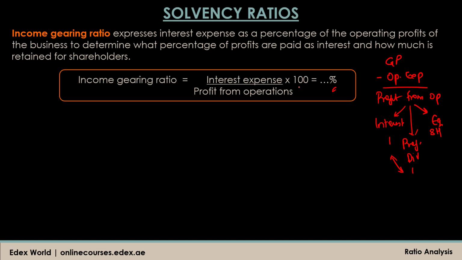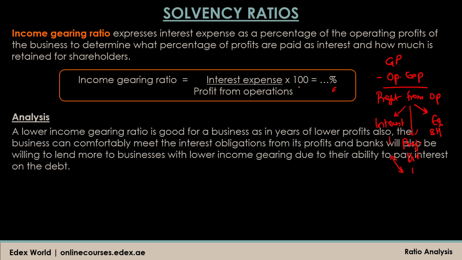If this ratio is very high, it means the interest expense is a very high percentage of the profit from operations, which indicates that a big chunk of the profit from operations is used in interest payments. And in years when profit from operations drops even a bit, the firm will find it really difficult to meet its interest obligations. Or if it somehow meets its interest obligations, then nothing will be left for the equity shareholders. So a very high income gearing ratio is a risky situation for a firm, from a bank's or lender's point of view, or from an owner's point of view.